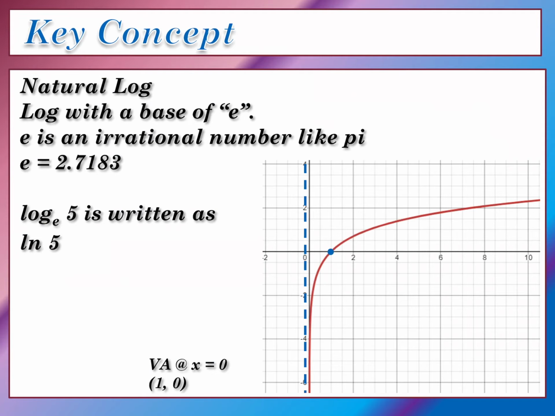So instead of writing log base e, it's actually ln. Anytime you have ln, that's what it really means. It means a log base e, and e is this irrational number. And we're going to use those to help us with natural base exponential equations.